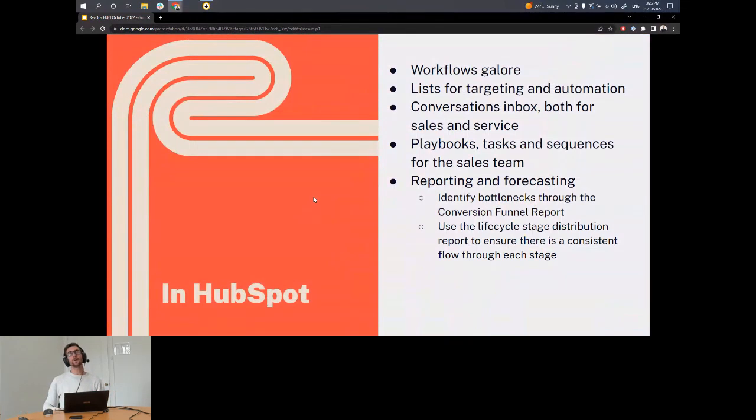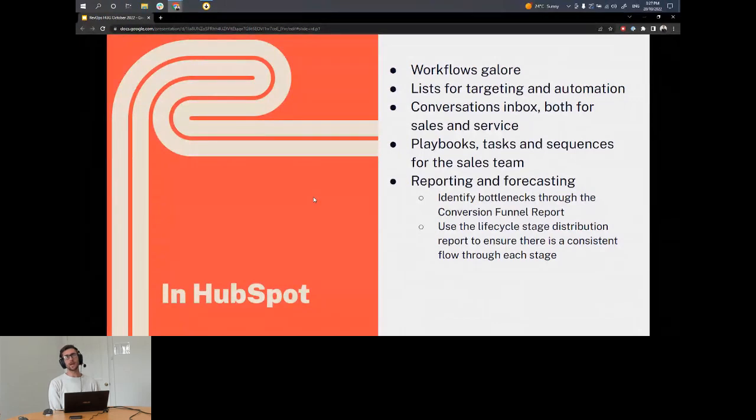So again, in HubSpot, what does it look like? HubSpot is a very powerful tool here. You can pretty much do everything in it. So workflows galore, a lot of workflows to try to automate as much as possible between your deal and lifecycle stages. You can use lists for segmenting, for targeting, and also for automation. You can use the conversations inbox both to get and filter sales leads between the good ones and the ones you shouldn't prioritize, but also for customer service.